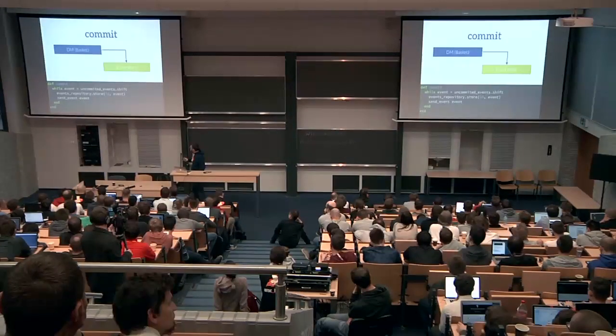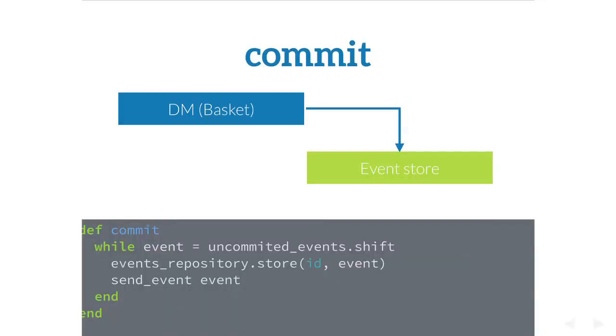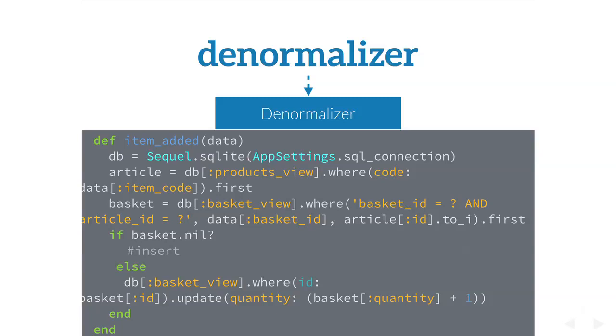The last thing that our commit does is send events. So the send event, we said, raises the event for other interested objects in our application, and the denormalizer is one of them. The denormalizer should receive the events that the domain model raised and persist them and prepare the read DB to be read by the view. So the denormalizer uses SQLite.